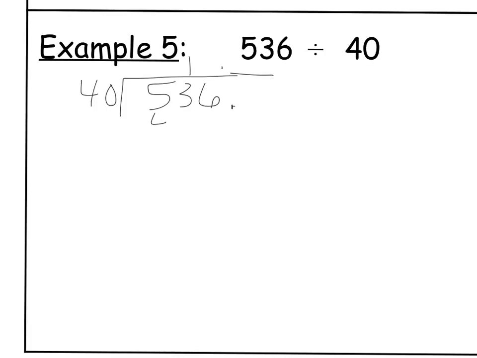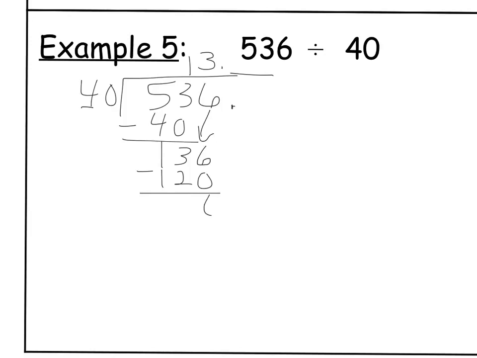1 times 40 is 40. That's 13 left over. Bring down the next digit, 6. Okay, so now I can do 40 into 136. How many times? Well, how many times does 4 go into 13? That's about 3 times. So 3 times 0 is 0. 3 times 4 is 12. If I tried 4, it would be too much, so it's going to go in 3 times.